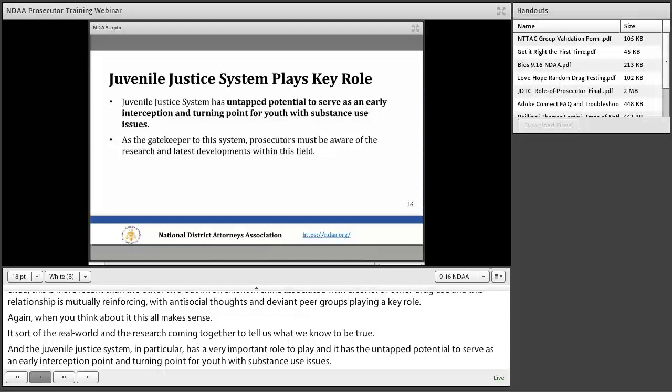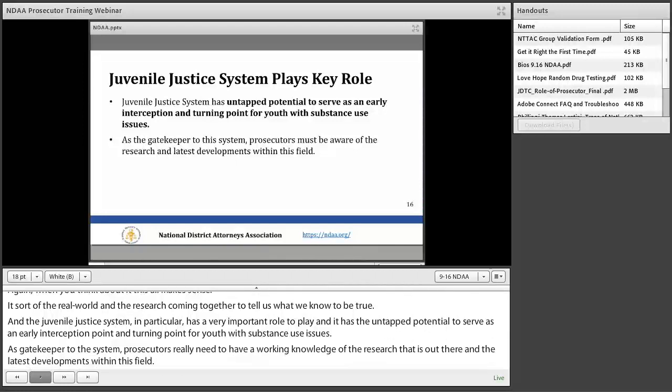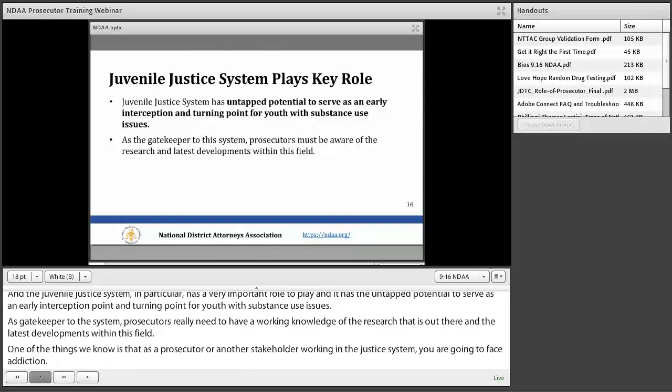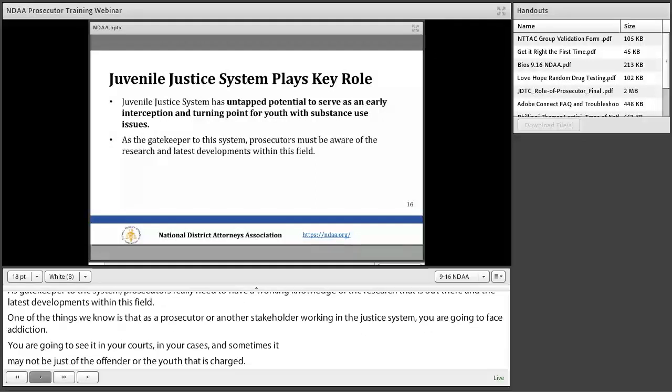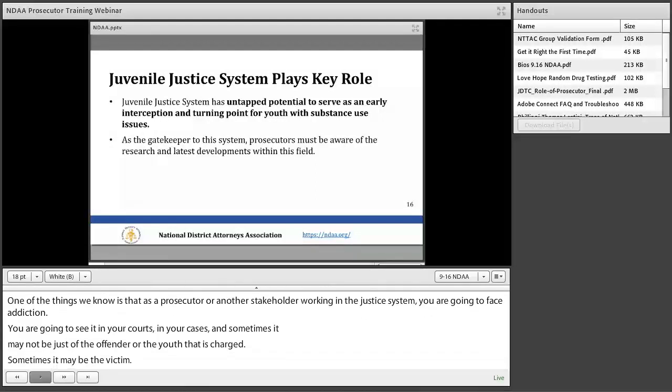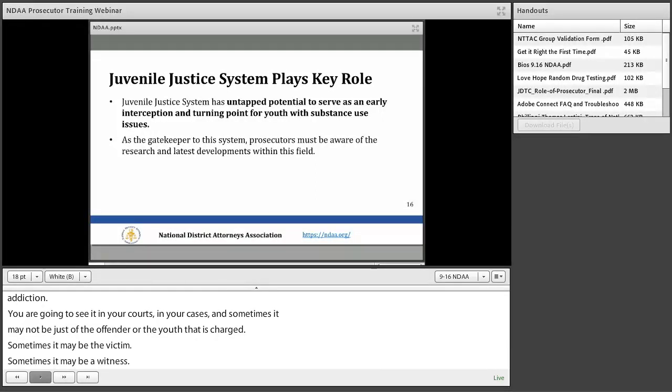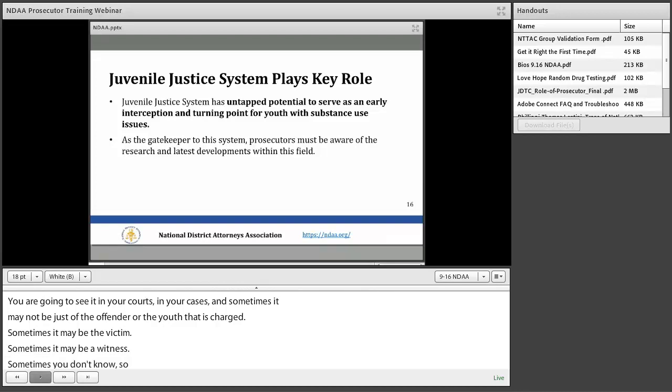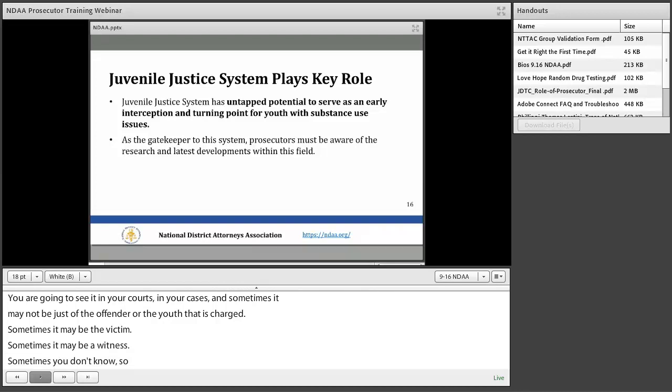One of the things we know is that as a prosecutor or another stakeholder working in the justice system, you are going to face addiction. You're going to see it in your courts, in your cases, and sometimes it may not be just the offender or the youth that's charged. Sometimes it may be the victim. Sometimes it may be a witness. Sometimes, you don't know. So that's why it's really important, because this is not something we ever learned in law school, but it's something that we will be seeing every day pretty much in our professional life.